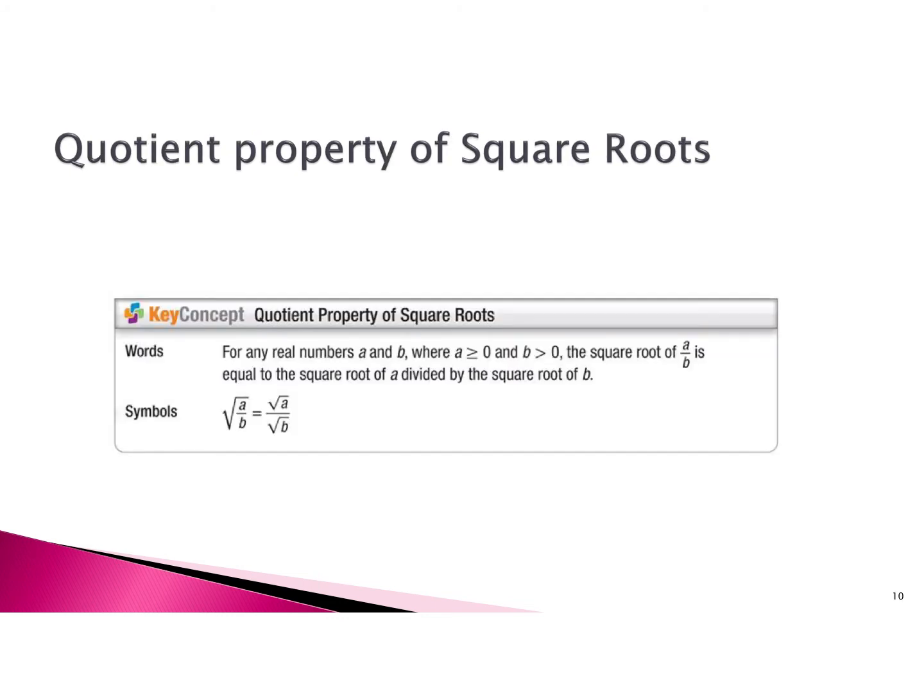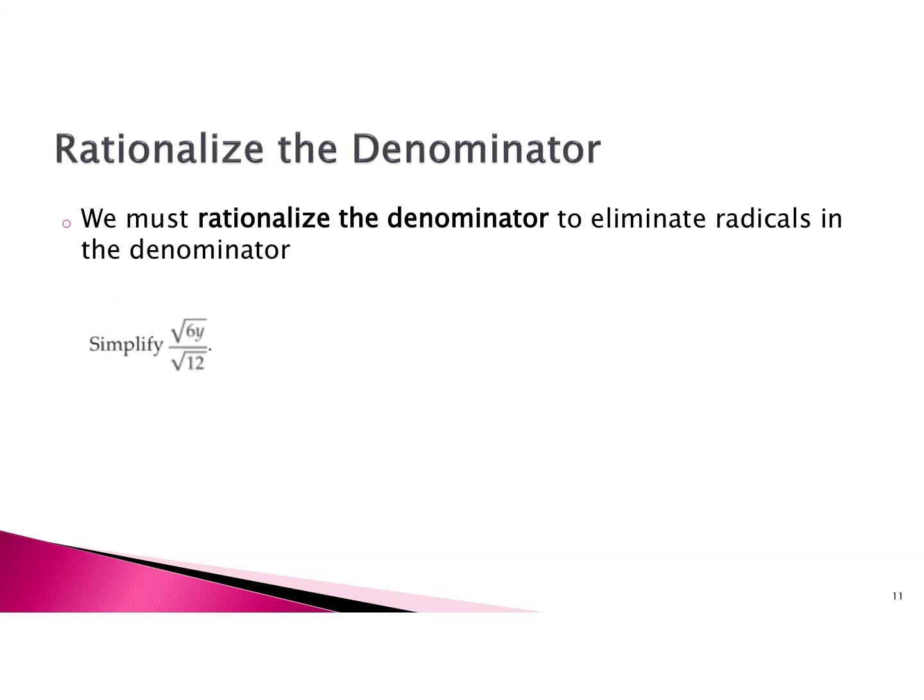Okay, now the quotient property of square roots. We talked about this beforehand, but whenever you have a fraction as the radicand, you take the square root of the numerator and the square root of the denominator. The only other thing I have to add to the slide is a reminder that b cannot be 0, because you can't have 0 in the denominator of a fraction. It won't work. Okay, let's practice.